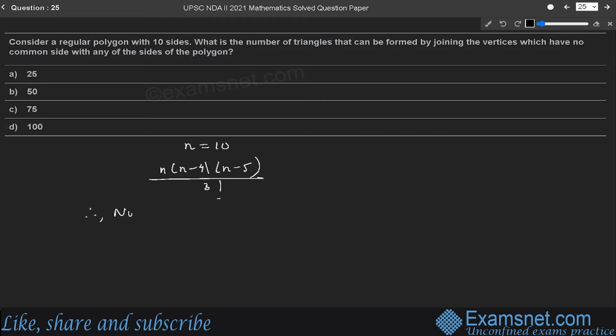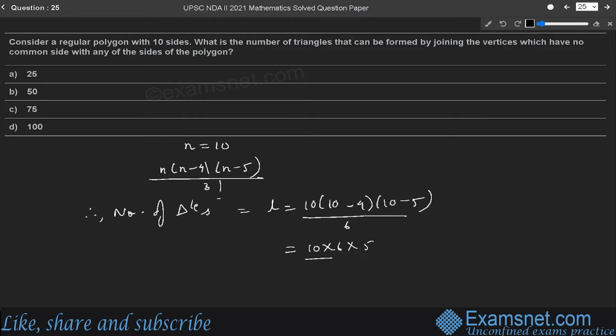Therefore, the number of triangles will be equal to 10 into 10 minus 4 into 10 minus 5, because n is 10, upon 6, which will be equal to 10 into 6 into 5 upon 6, which will be equal to 50. So 50 is the correct answer for this question. So total number of triangles that can be formed by joining the vertices is 50. Therefore option B is correct for this question.